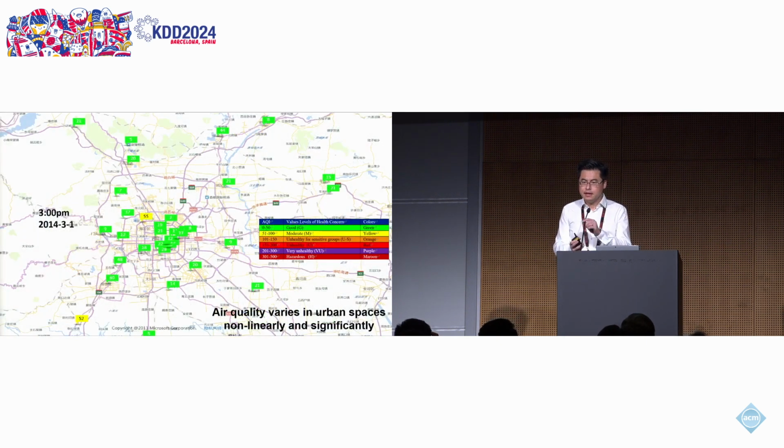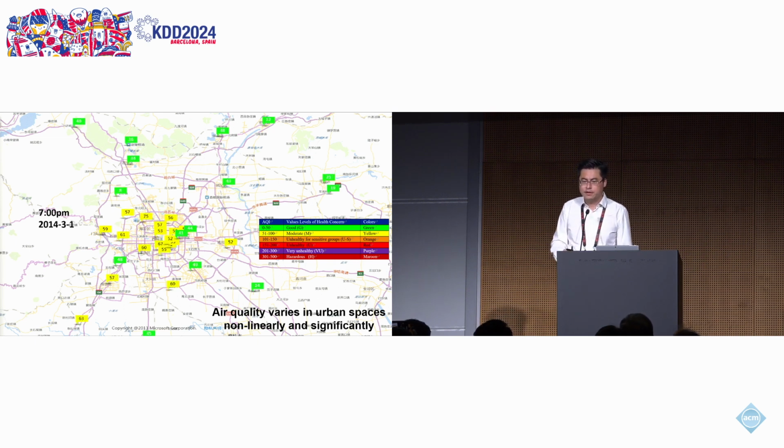Unfortunately, air quality varies by location non-linearly and significantly. Here, each icon stands for one air quality monitoring station, and the number associated with each icon means the air quality index. The smaller, the better. The bigger, the worse. Different colors denote different levels of air pollution. Green means good, yellow means moderate, red means unhealthy. As you can see, even at the same moment, two stations with very close distance may have dramatically different readings of air pollution. So this phenomenon is not a coincidence.